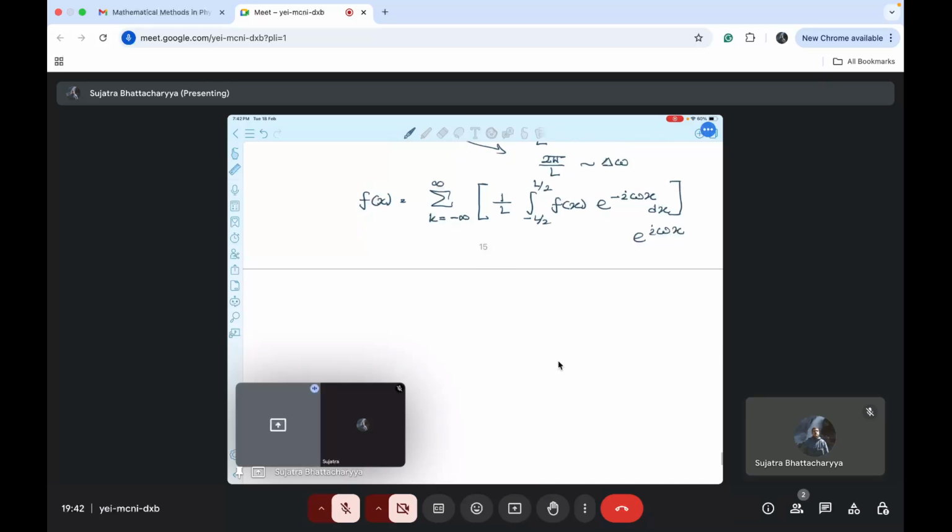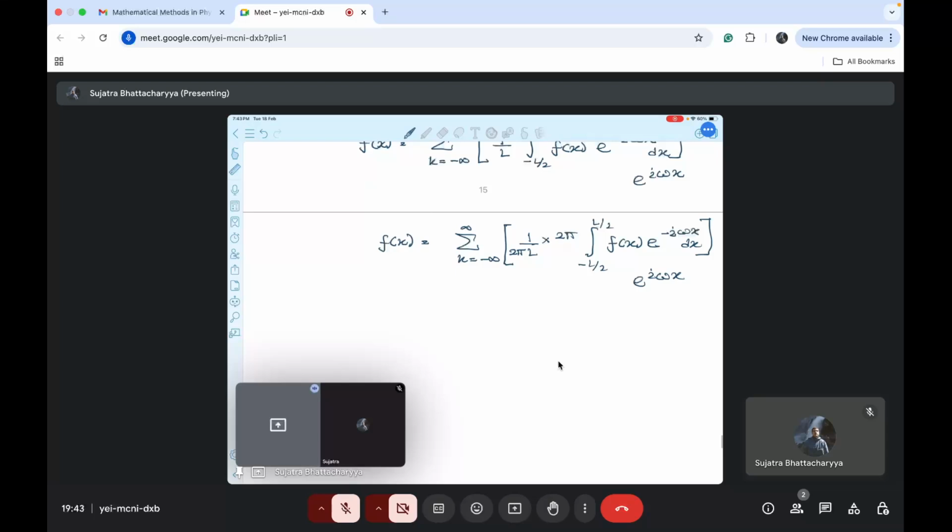All right, this is absolutely fine. There is no problem. In the next step, we'll do some modification. k going from minus infinity to infinity, 1 by L as it is. I multiply by 2 pi, I divide by 2 pi. So this is the integral from minus L by 2 to L by 2 of f(x) e to the power minus i omega x dx, into e to the power iota omega x. Perfect. There's no problem in this. Okay. Now, another step. Same.